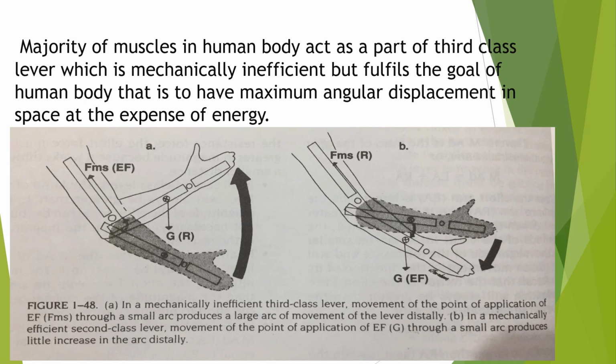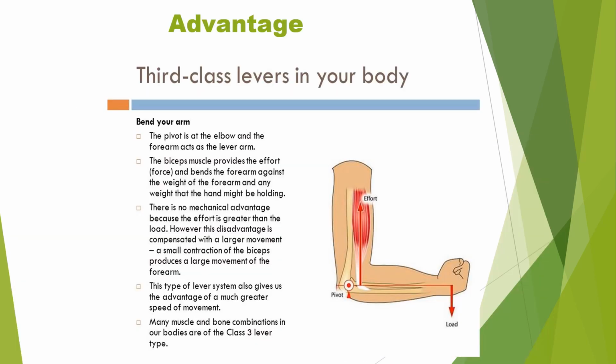In the first diagram you can very well see, this is the example of third class lever. A small arc of movement can give a large angular displacement, but in the second, the same amount of movement is giving less angular displacement. That is an example of second class lever. So definitely third class lever is there in the body to give large angular displacement, which is required to move freely in space. Let's have an example of it.